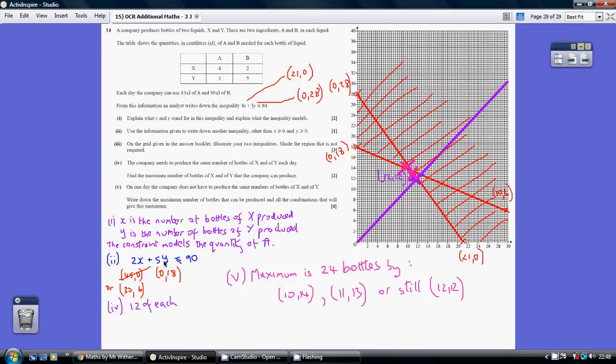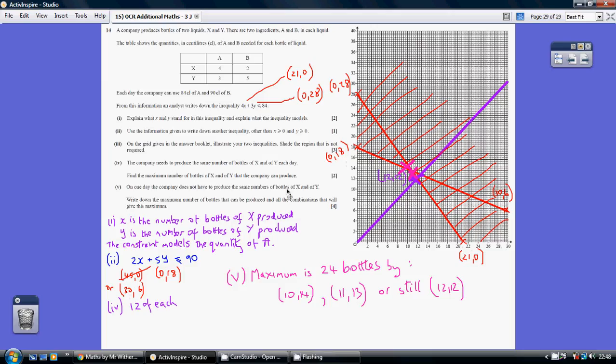Now with regard to ingredient B, in theory I could say (45, 0) and (0, 18) would give me 90. But (45, 0) wouldn't fit on my graph paper, so as an alternative, let's say when x is 30, y must be equal to 6. So I'm going to plot the 2 points (30, 6) and (0, 18). So that is my constraint for ingredient B. Shade the region that is not required, so I'm shading the region greater than these lines, so up here, leaving us this bit here.